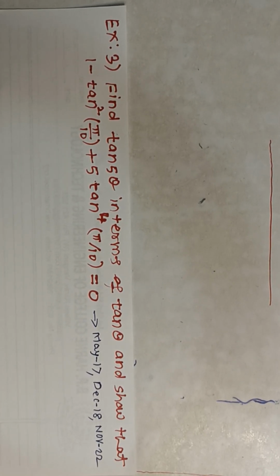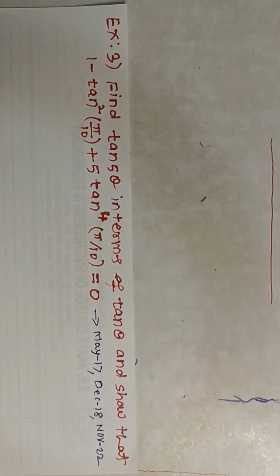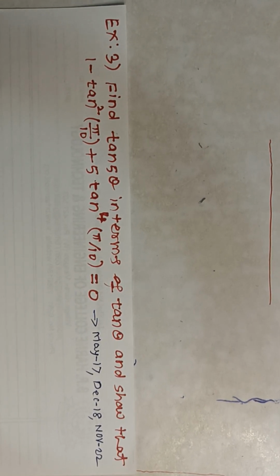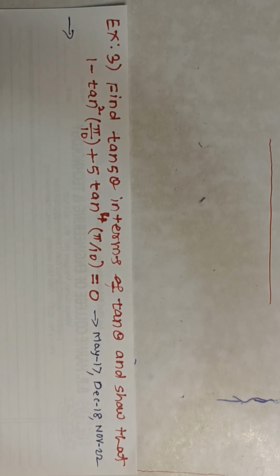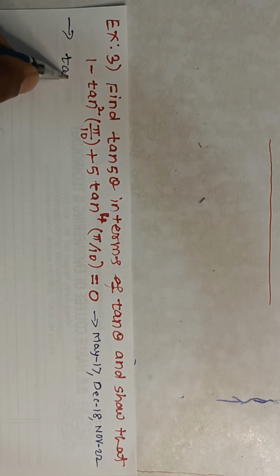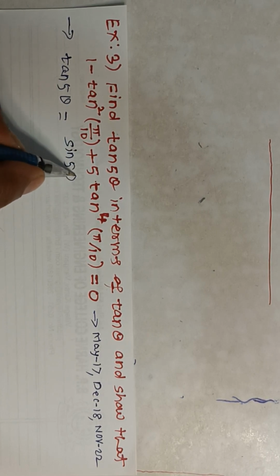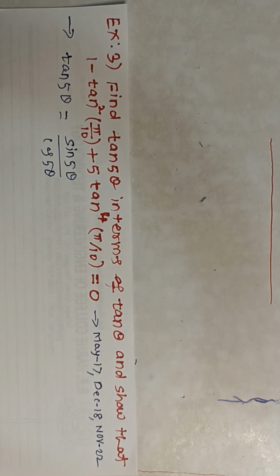Solution for this. Before that, you know that formula: cos n theta is the real part of the nth power of cos theta plus i sin theta, and sin n theta is the imaginary part of the expansion of cos theta plus i sin theta to the power n. Okay, now here we want tan 5 theta. Solution for this: tan 5 theta is equal to sin of 5 theta upon cos 5 theta. Okay, this is tan 5 theta.